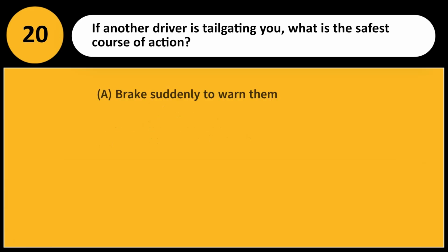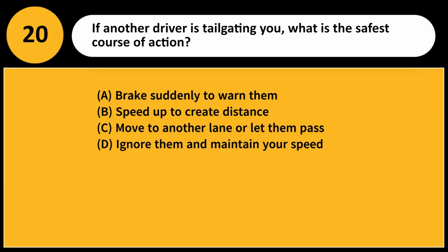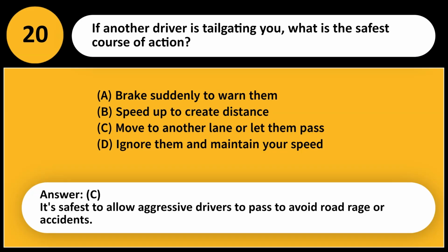If another driver is tailgating you, what is the safest course of action? A. Brake suddenly to warn them. B. Speed up to create distance. C. Move to another lane or let them pass. D. Ignore them and maintain your speed. Answer, C. It's safest to allow aggressive drivers to pass to avoid road rage or accidents.